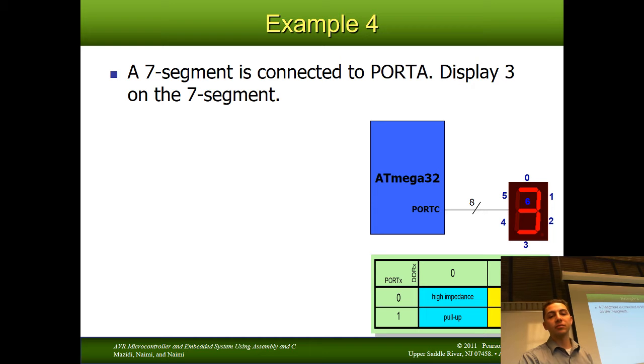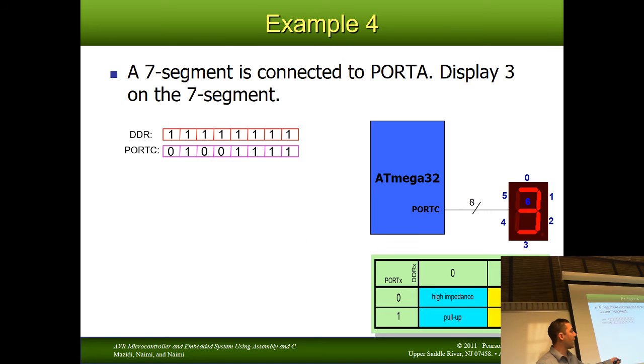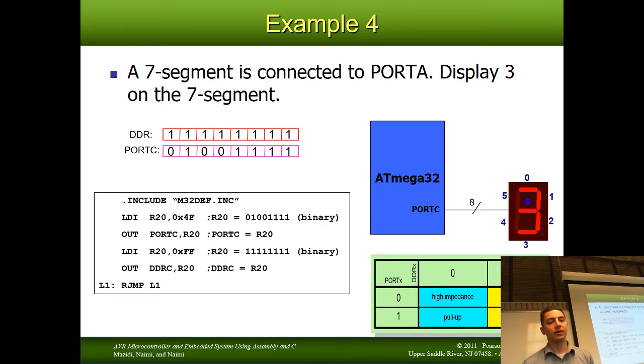4F. I like 4F. What do we have to put in the data direction register? FF. They all have to be outputs because we do have to output a 0. Okay? But only 4F will go on the port register. There you go, 4F, FF.